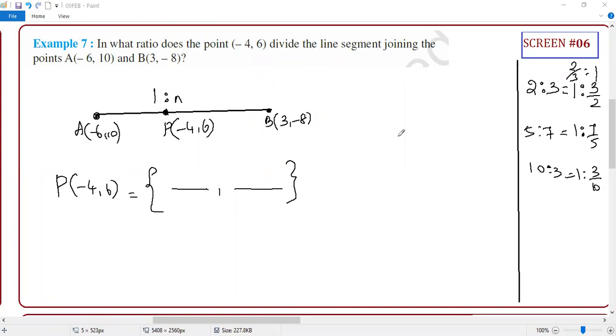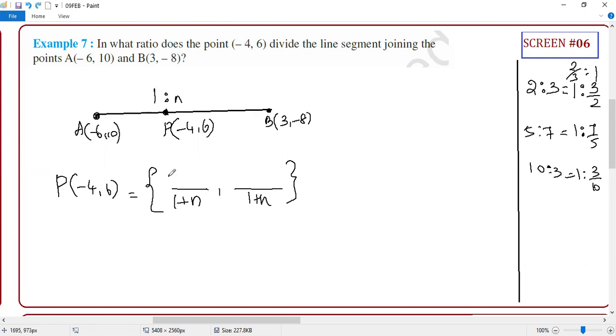Someone else who is willing to answer. Sir, 1 plus n. 1 plus n. Excellent. Right? What do I need to write in the numerator? Listen carefully. Same mantra.